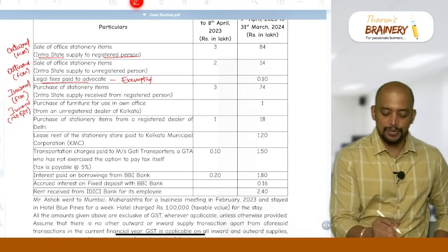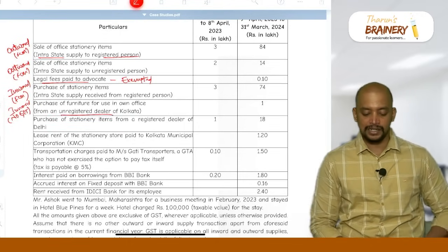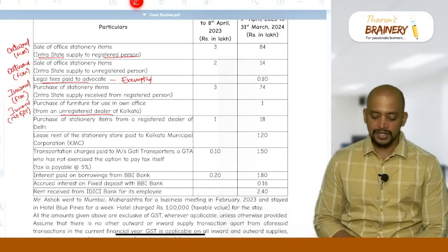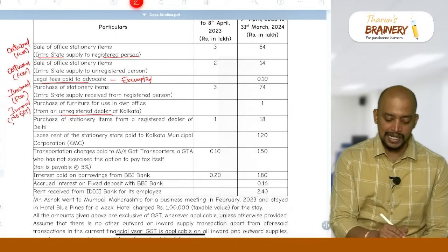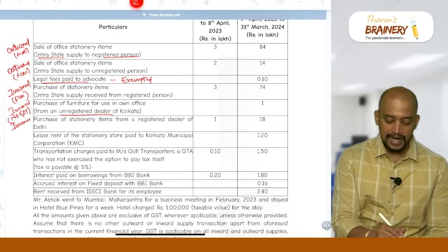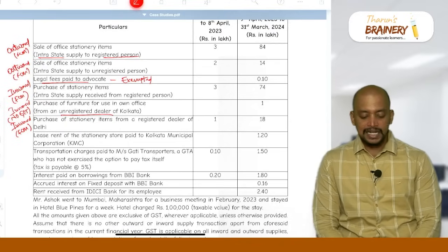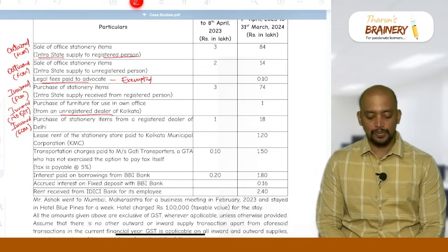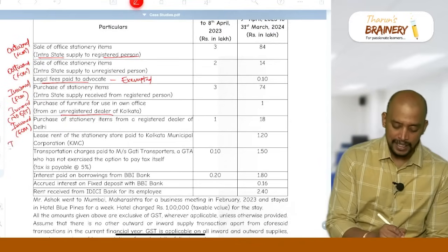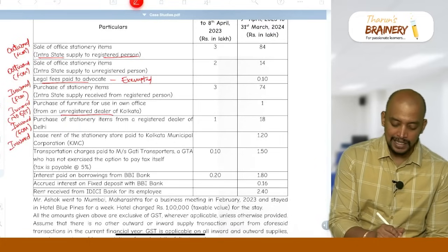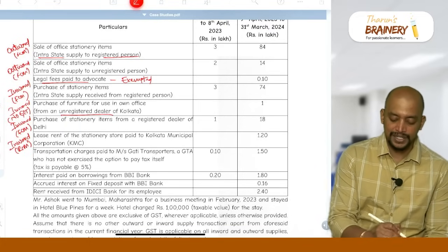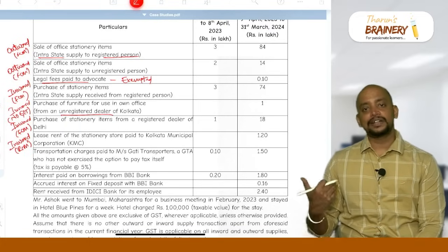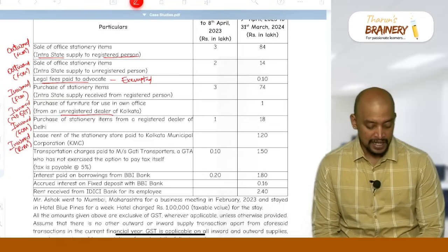There is no GST because it is purchased from an unregistered dealer. Purchase of stationery items from a registered dealer of Delhi, again it is inward, and GST is payable under FCM. Lease rent of stationery store paid to Kolkata Municipal Corporation. So, this is inward, and this will come under RCM because now he got registered. When he got registered, it will be coming under RCM.